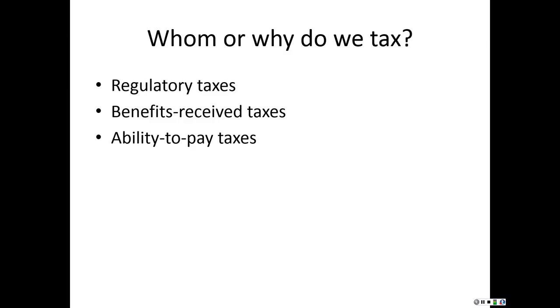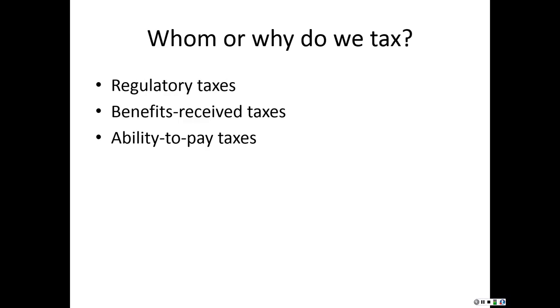The last one is the ability to pay tax. Ability to pay taxes are simply taxes that are apportioned according to taxpayers' financial capacity. These types of taxes are going to be property taxes, sales taxes, and income taxes. These ability to pay taxes simply means if you're able to afford more, you pay more.